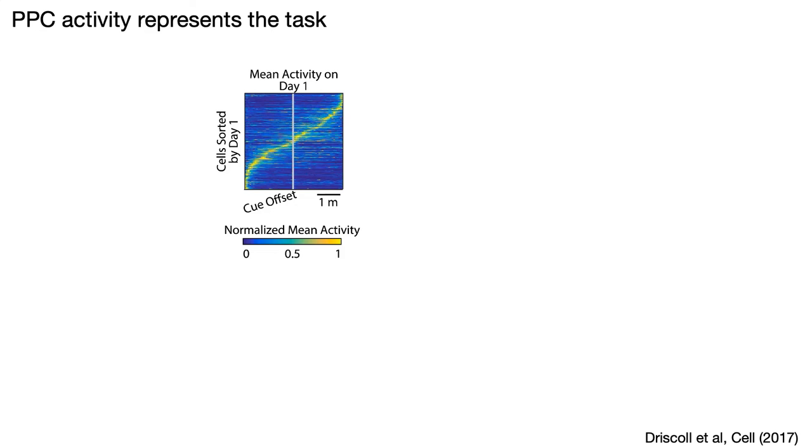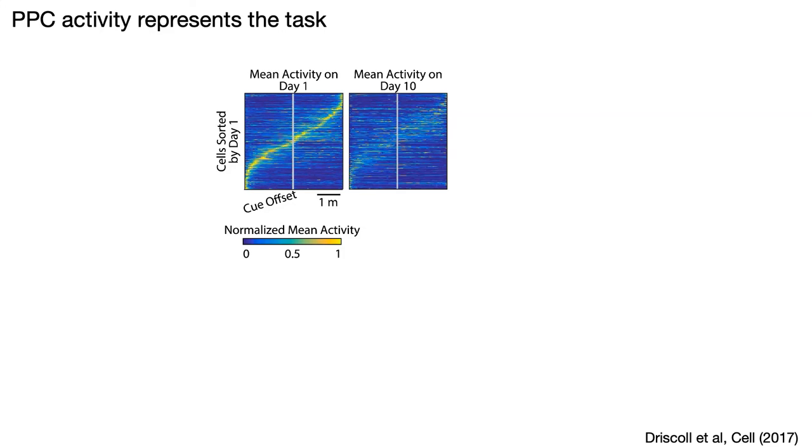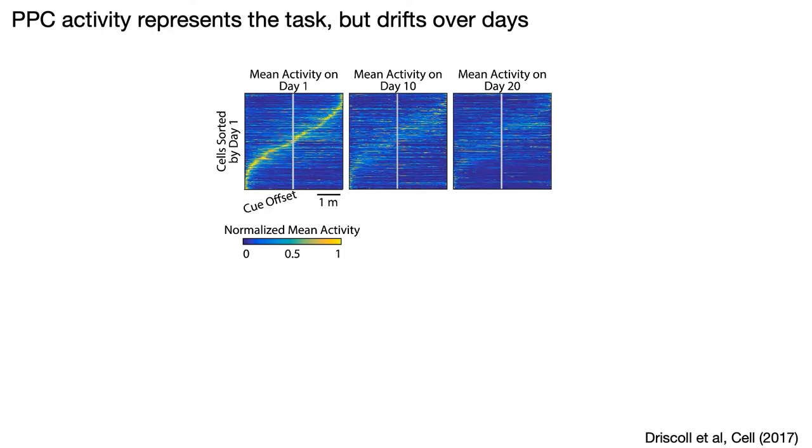And incidentally, she designed this task because what she wanted to do was acquire a baseline and then train the animal to do something different and see all of this change. Unfortunately, that's not quite what happened. 10 days later, keeping the cells sorted in the same order, this is what she sees. Right? So the activity is somewhat disorganized. And this disorganization continues, showing a drift in the activity pattern over days.